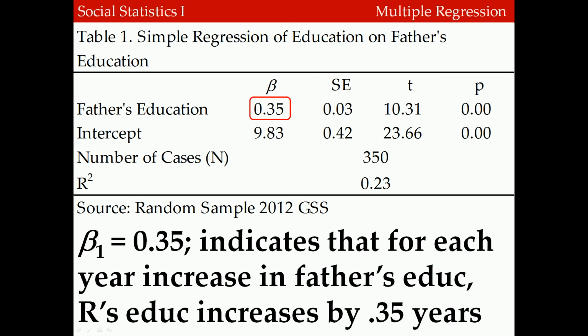Here's the slope effect of father's education, beta 1, and it basically tells us how much the respondent's education is predicted to change as we change the value of the father's education. For every year increase in father's education, we see a 0.53 year increase in respondent's education. In other words, every time the father gains a year of education, the respondent is predicted to gain just over a third of a year of education.